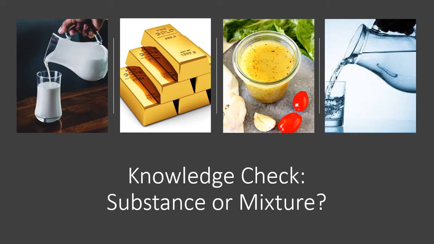Now let's do a knowledge check. Look at the four examples shown here and determine whether it's showing a substance or a mixture. Pause the video and see if you can do this on your own. So our first example is milk, and milk is a mixture. It's made up of water, proteins, and lipids. Next, we see gold bars. Gold bars are a substance. It's just made up of gold. We then see a salad dressing. Salad dressing is a mixture. It's made up of oil, vinegar, and you can see herbs and spices. And then water is a substance.